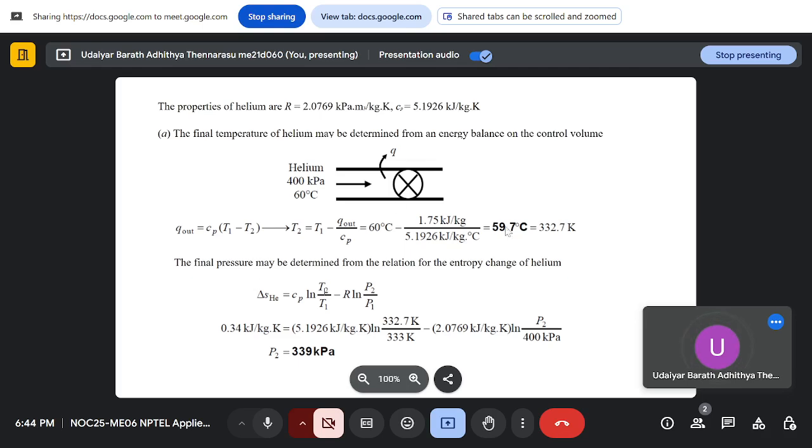So we know the final temperature at the exit. We need to find out the final pressure, which may be determined using the change in entropy. So delta S of helium is Cp ln T2 by T1 minus R ln P2 by P1.